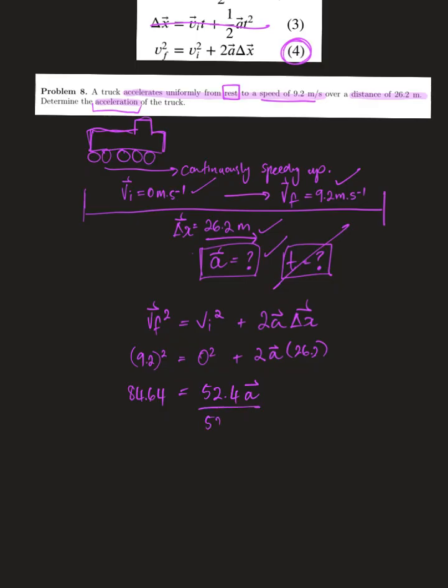But I need a by itself. So I'm going to divide both sides by 52.4. That's going to cancel. I need 84.64 divided by 52.4. And the acceleration is going to be equal to 1.6 meters per second squared in the direction of motion. And that's how I get to the end there.